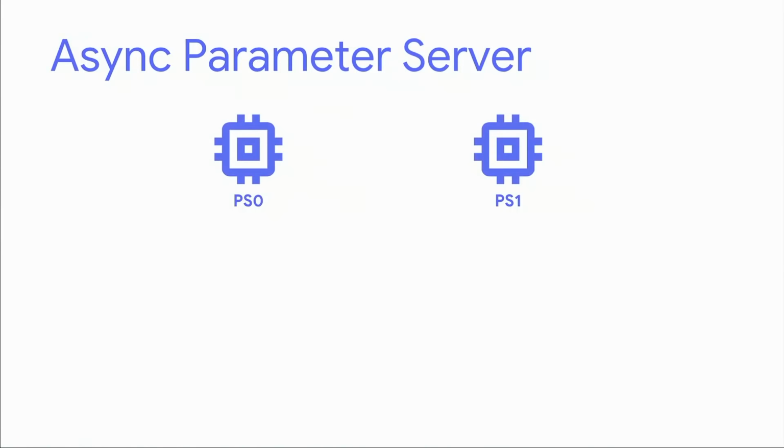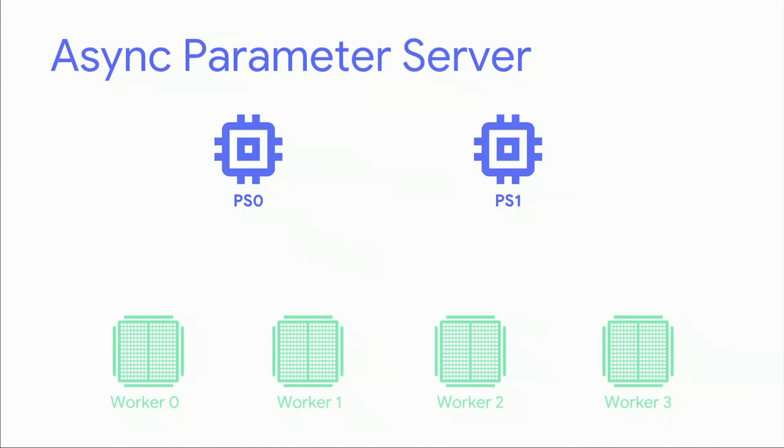The first approach is what is known as asynchronous parameter server approach. In this approach, we designate some devices as parameter servers, as shown in blue here. These servers hold the parameters of your model. Others are designated as workers, as shown in green here. Workers do the bulk of the computation. Each worker fetches the parameters from the parameter server. It then computes the loss and gradients. It sends the gradients back to the parameter server, which then updates the model's parameters using these gradients.